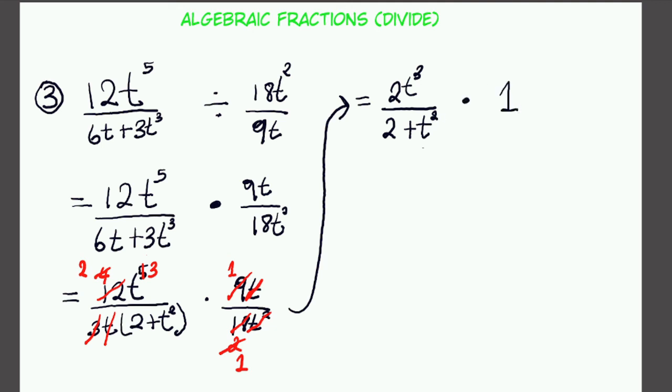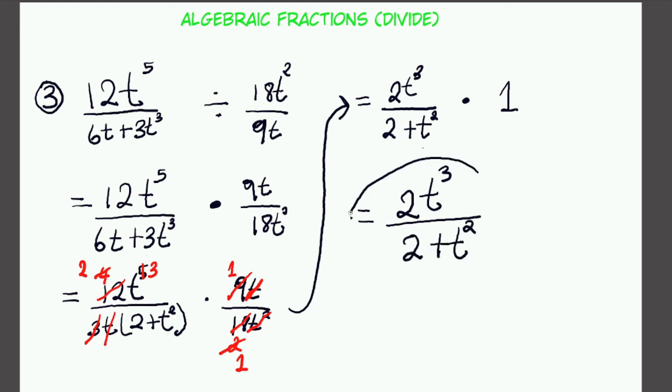One divided by 1 is 1. So we're left with 2t cubed over 2 plus t squared. What might our answer be? It is pretty obvious. Our answer is 2t cubed divided by 2 plus t squared. Final answer. Let's go ahead and look at our last example.